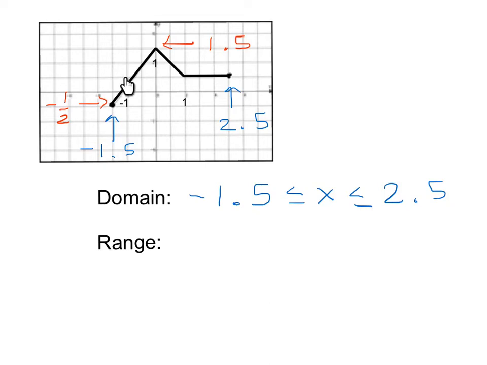If I go here for y, I have a point on the graph. If I go here for y, I have a point on the graph. If I go here for y, I have 2 points on the graph. So I write my range as everything in between -1/2 and +1.5.